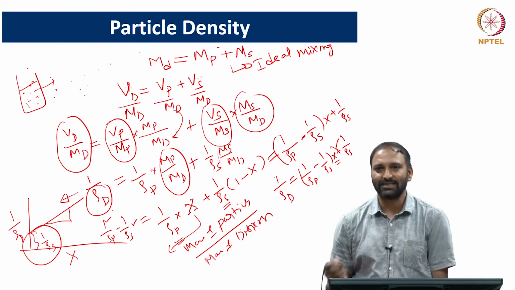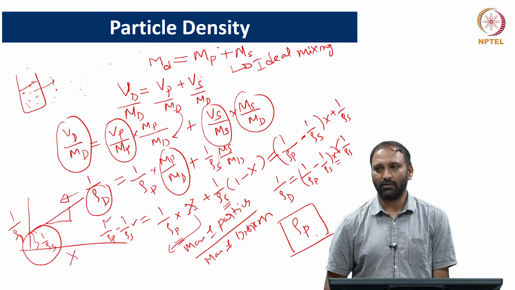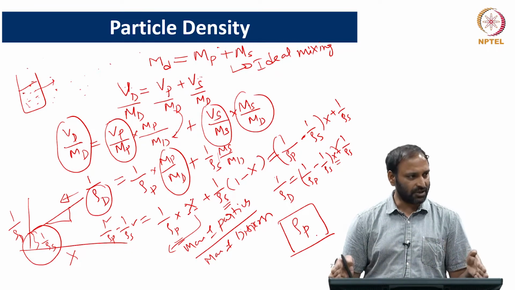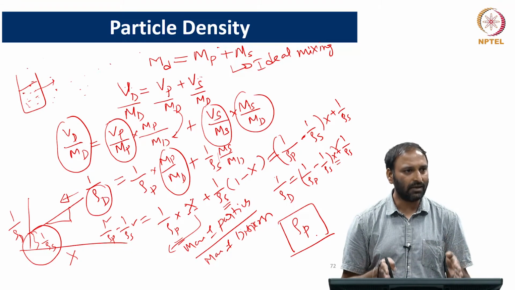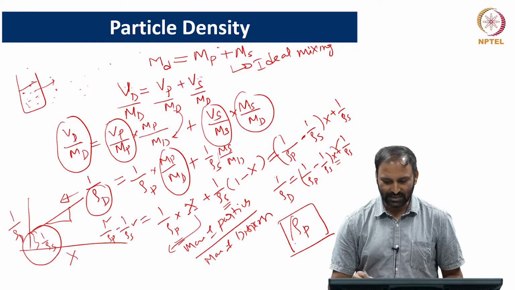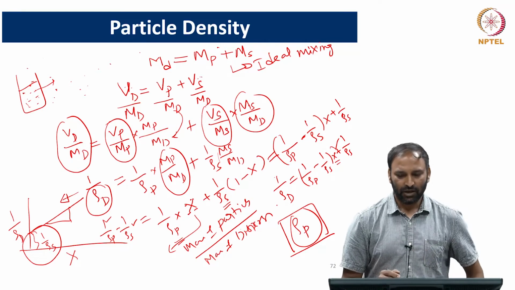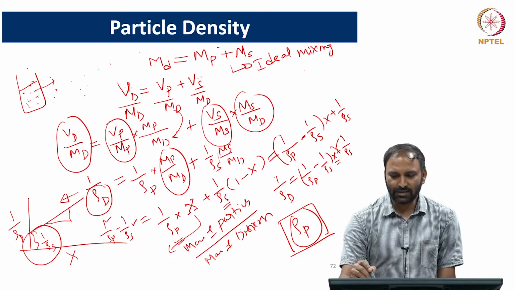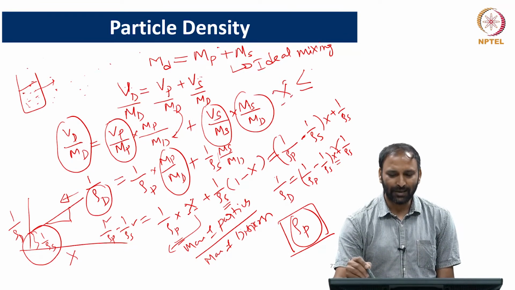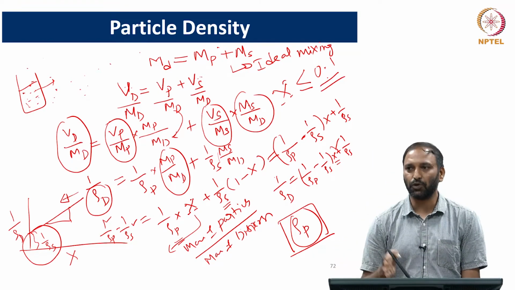From that, I can actually extract what is rho p, which is the density of the particle. This is a very simple way of preparing solutions of different concentrations and then measuring the density of the dispersion, and from that I can extract the density of the particle. Typically, the guideline is that if you are working with dispersions, the concentration x should be less than about 0.1. Anything more than 10%, do not use it.